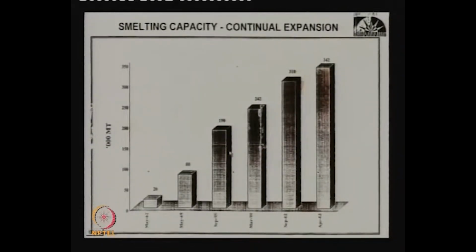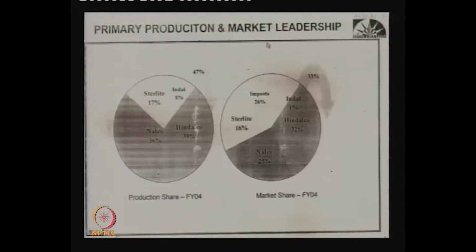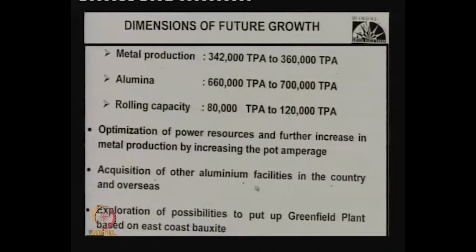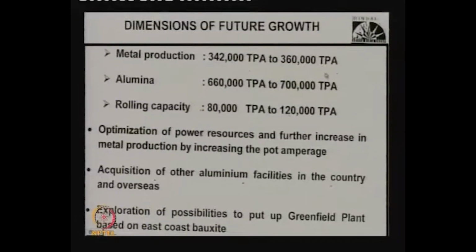You see how the smelting capacity is gradually increasing in our country. We have shown here which all companies are producing aluminum in India and what is their share: Sterlite, Nalco, Hindalco, Indal. This is their production share, this is their market share. Then I ended the discussion by talking about dimensions of future growth. Metal production has to go up, alumina production is going up, rolling capacity has to go up, and some other goals that we have.